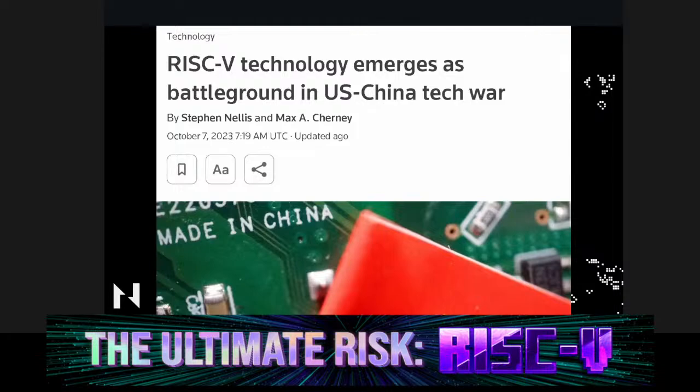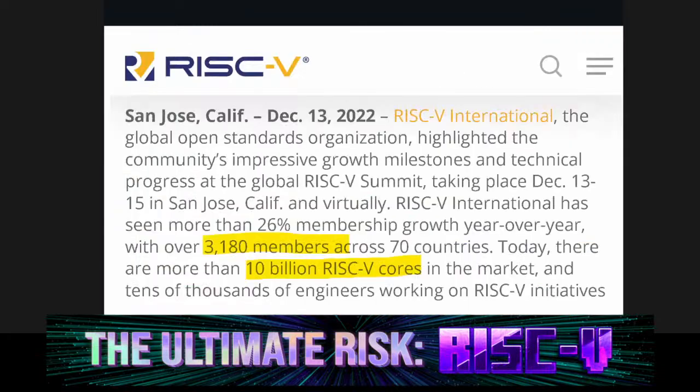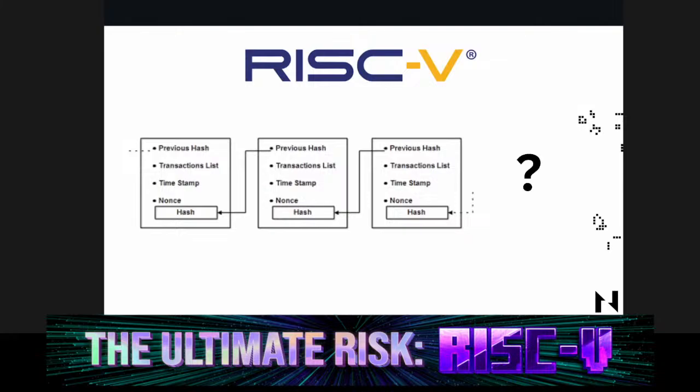With RISC-V, companies producing these devices can continue their work. RISC-V has grown significantly in China as a result of these sanctions. And additionally, Russia and India have expressed interest in developing RISC-V chips of their own so they can end reliance on those companies that have to license these things. Today, RISC-V International counts more than 3,000 members across 70 countries, and over 10 billion RISC-V cores have been manufactured in the world.